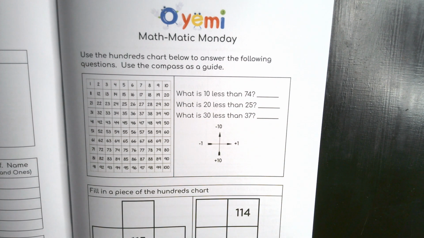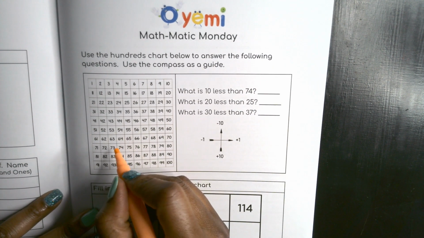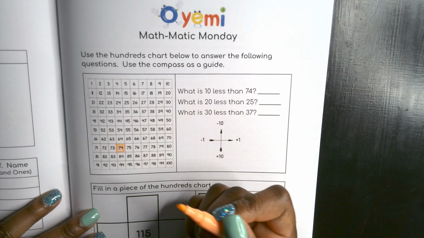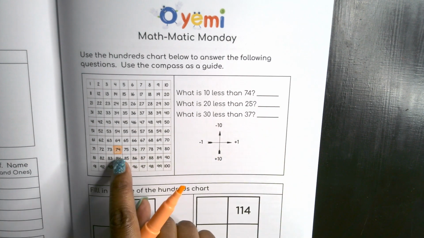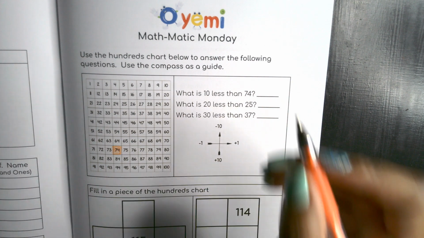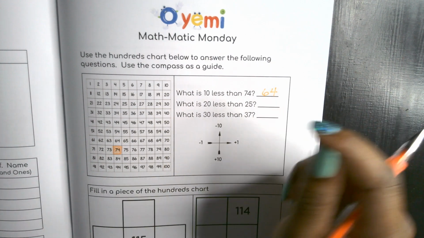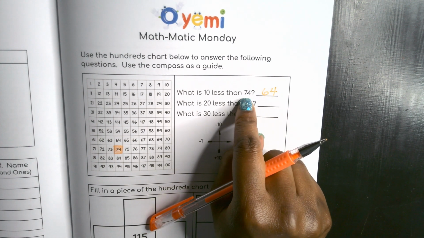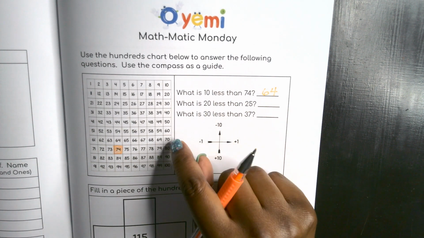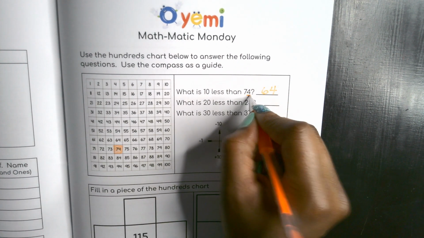So here I have 10 less than 74. So I'm going to start with highlighting 74. Ten less, I'm moving up. So 10 less than 74 is 64. Now, some of us may have been able to mentally do that with 70 minus 10. We just know that it's 60. 70 minus 10, it's 60, and my ones place stays the same.